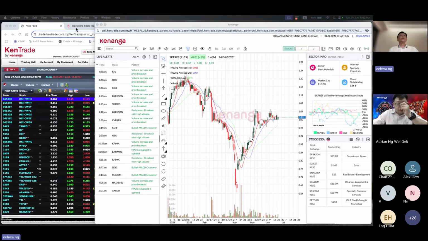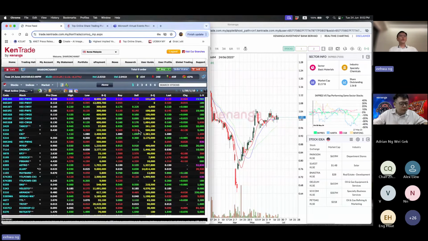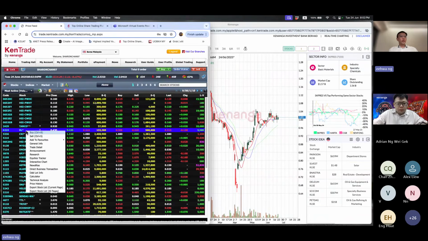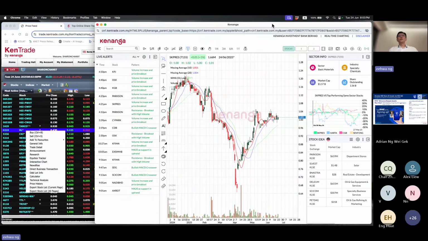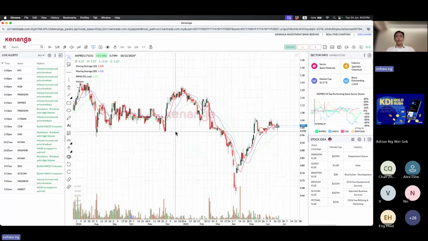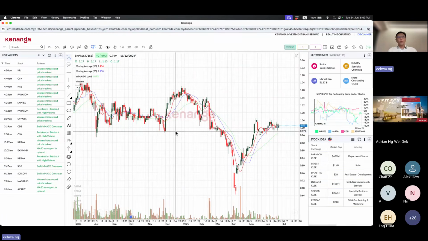So this is the new latest chart by Kentrade. How to launch this chart? You go to your live trading platform, do a right click, and then you will see interactive chart. You click on it, and it will launch this beautiful chart. Other than being a live charting platform, it is also where you come to do your pre-market homework and post-market analysis.